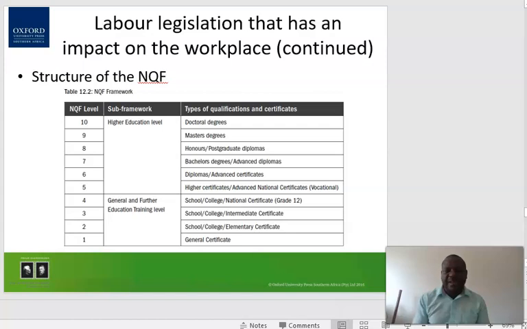This is basically the structure of the NQF. At level 10, doctoral degrees should be pitched at level 10, master's degrees at level 9, honors at level 8, and when you graduate, your degree should be pitched at NQF level 7.